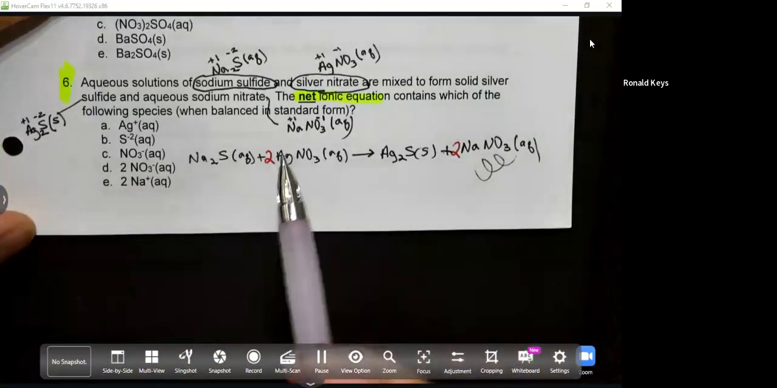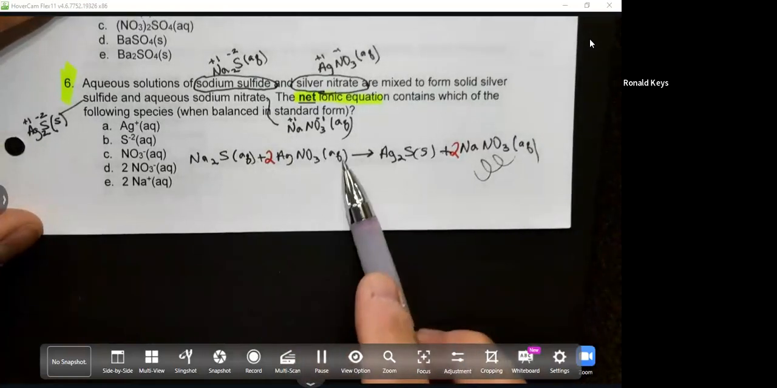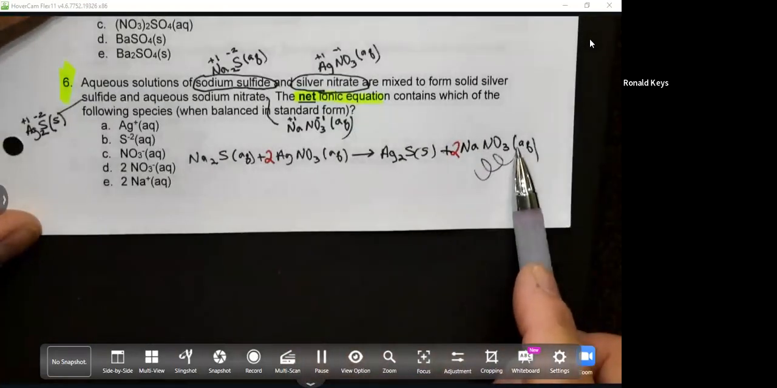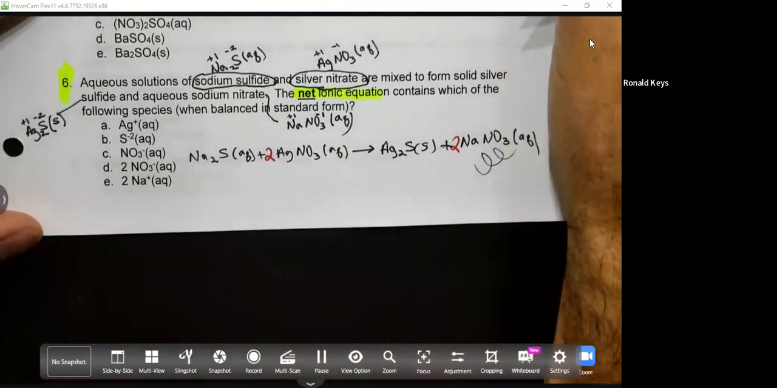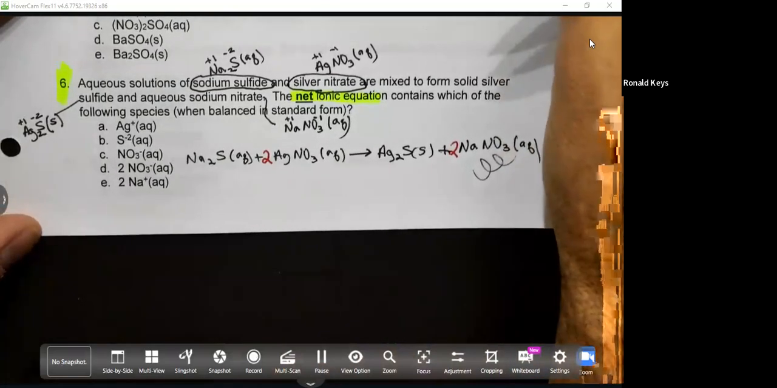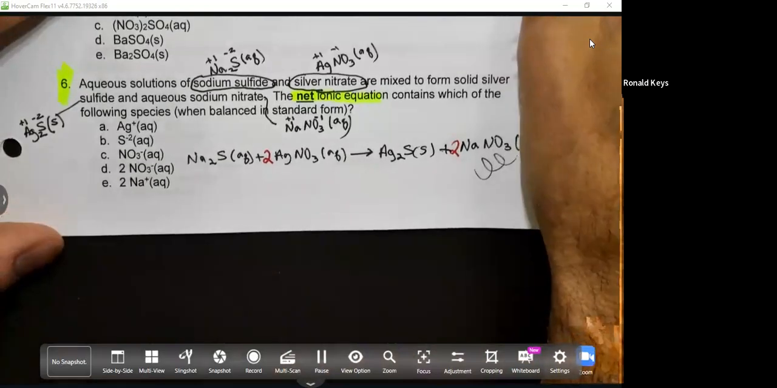And to finish this, you need to split everything up that's aqueous, right? Split everything up that's aqueous, cross out the spectator ions. If this doesn't work, put it on the board again Thursday, but hopefully this will work. And then 10. And what are we going to do for 10?